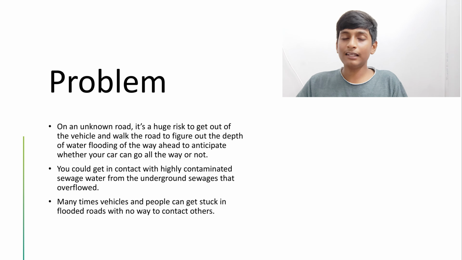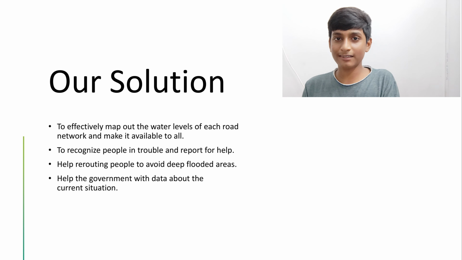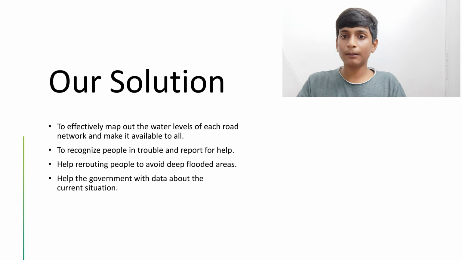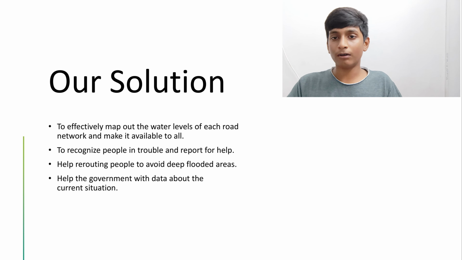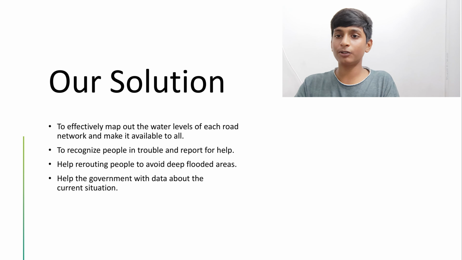Now, exactly our way of solving this is by making sure everyone has access to the data, that is, the data of all the water levels of roads nearby to them, so they can plan accordingly. And we have to make sure we can give them alternate routes which are safer rather than shorter routes. Other than that, we have to identify people who are stuck there and have no way of contacting someone or going anywhere else, and they need help from the outside.